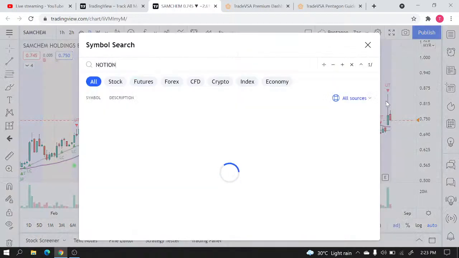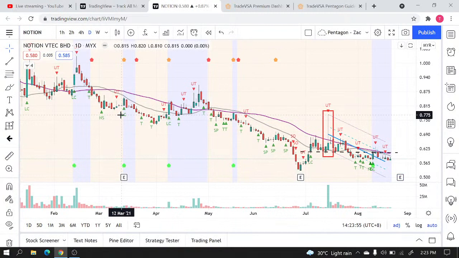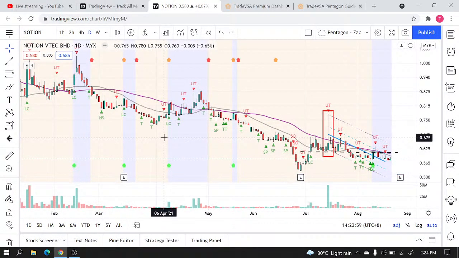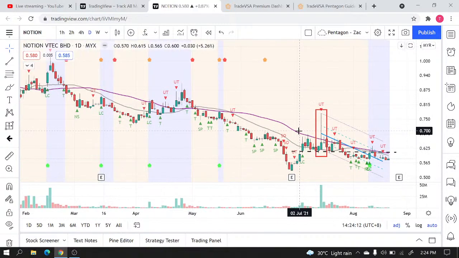Now if I look into here again, just some other case studies I want to show you all. For example, in this case, Notion VTech. This one I totally won't touch at all. Why? Because this UT, if you realize, they actually close back to the 20-40s, which means this is a weaker upthrust, a weaker reversal.